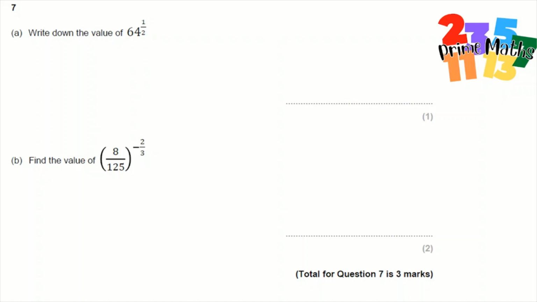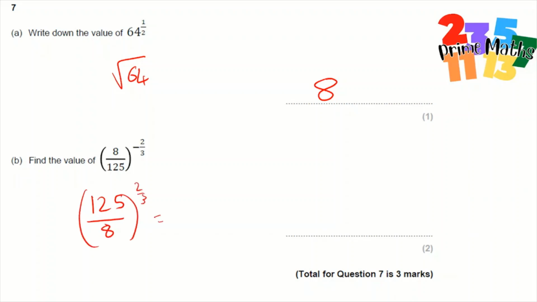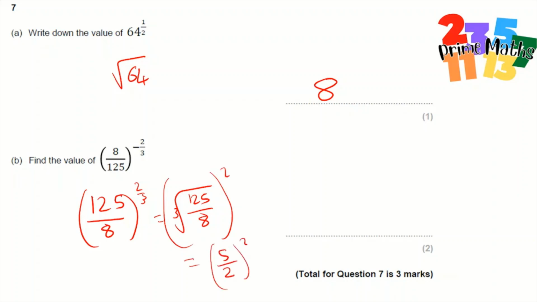Question 7, the value of 64 to the power of a half is the square root of 64, which is 8. For this question we deal with the negative first, so we have 125 over 8 to the power of 2/3. This is the same as the cube root of 125 over 8 squared, which is 5 over 2 squared, which gives us an answer of 25 over 4.